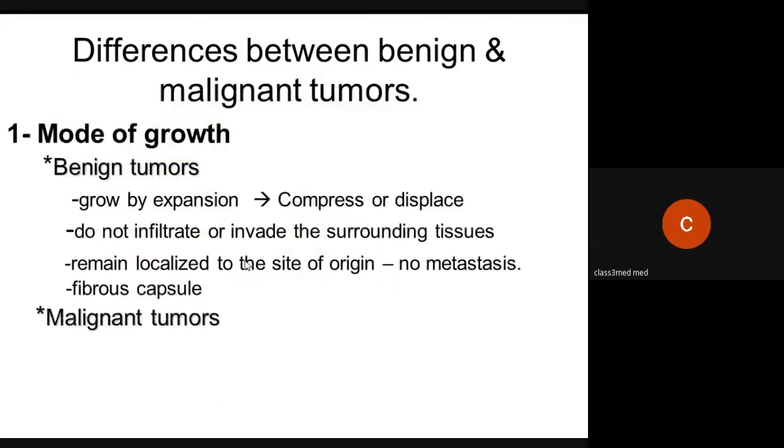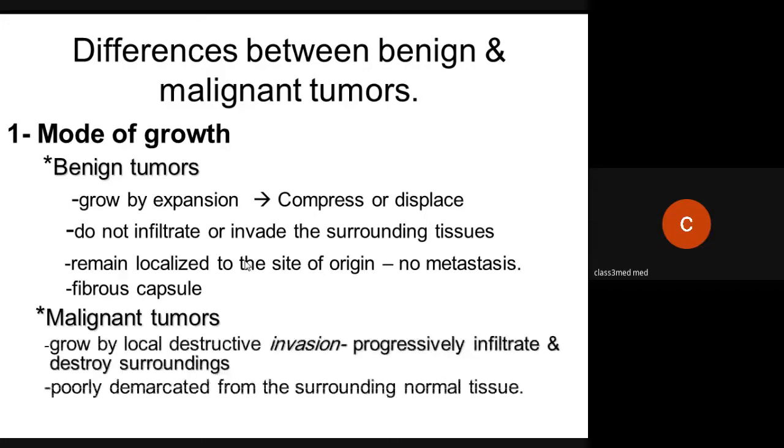While malignant tumors grow by destructive invasion of the surrounding tissue, they invade and destroy the surrounding tissues, so they are poorly demarcated from them. The most important character of the malignant tumor is metastasis. They have the ability to metastasize to distant sites.